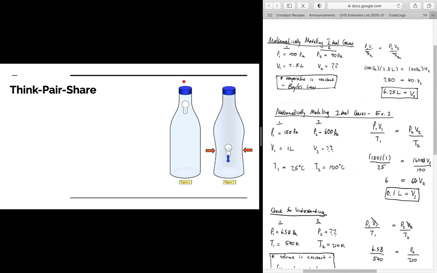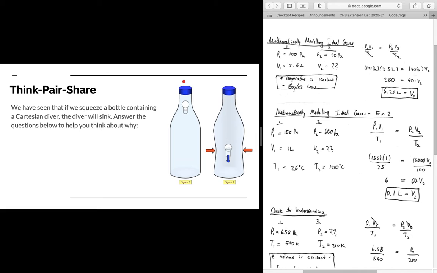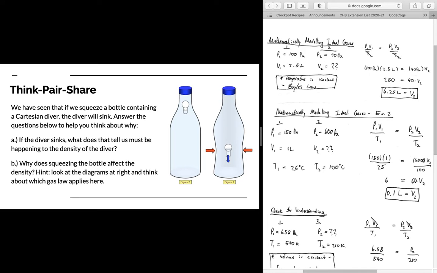So with that in mind, let's go through a quick think, pair, share here. All right, we have seen that if we squeeze a bottle containing a Cartesian diver, the diver will subsequently sink. Answer the questions below to help you think about why. A: If the diver sinks, what does that tell us must be happening to the density of the diver? And B: why does squeezing the bottle affect the density? Hint: look at the diagrams at right and think about which gas law applies here. So take a moment to answer this, and then we'll go back over this.